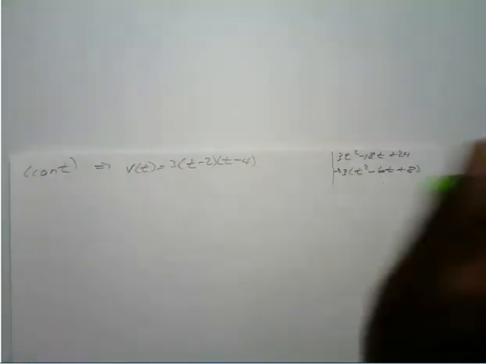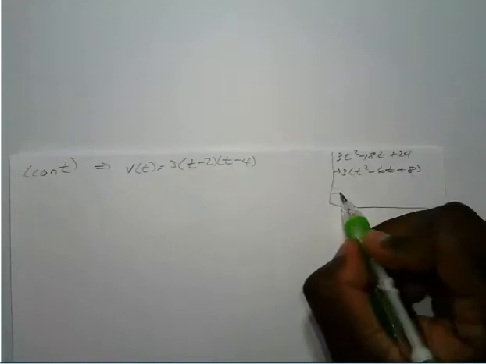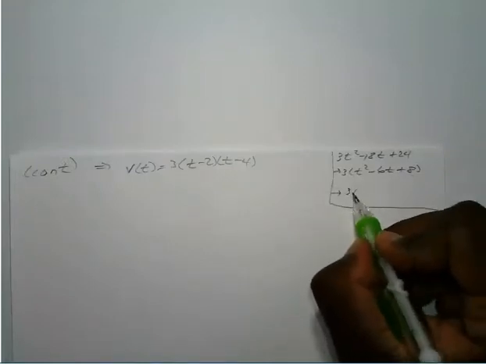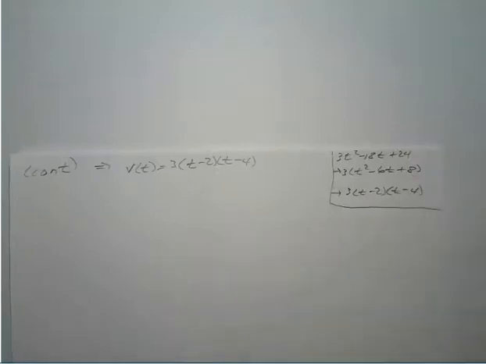In case you're wondering where did you get that from, that's all I did, just to simplify it a little bit. So it's 3 times (t minus 2)(t minus 4). You'll see why I'm doing this coming up.